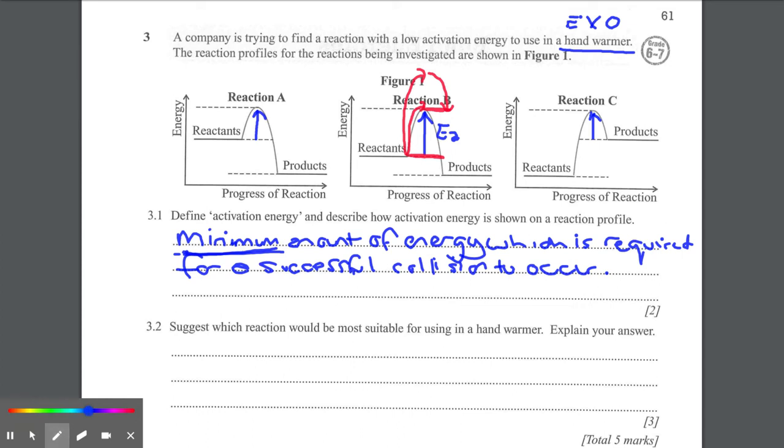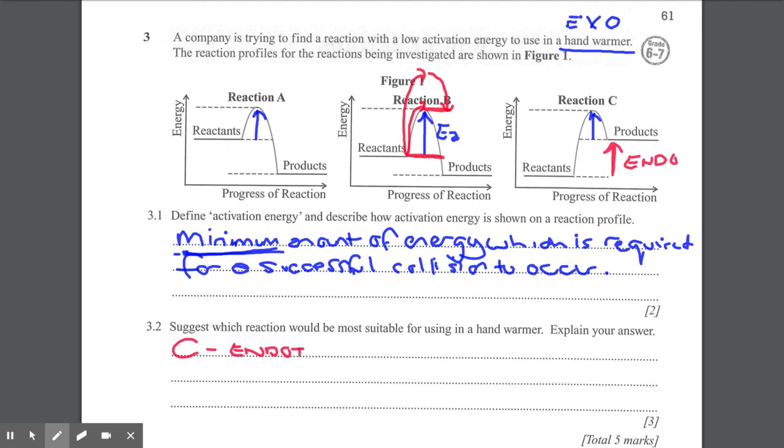So, allowing us then to go into question 3.2, which of these reactions is going to be most suitable for use in a hand warmer? Well, very simply, we can get rid of reaction C pretty quickly because the products are higher than the reactants. This immediately leads us to think that this is an endothermic reaction, and therefore, in terms of a hand warmer, an endothermic reaction isn't going to be any good because it's going to get colder, so it's not going to warm your hands up. So reaction C is no good because it's an endothermic reaction.